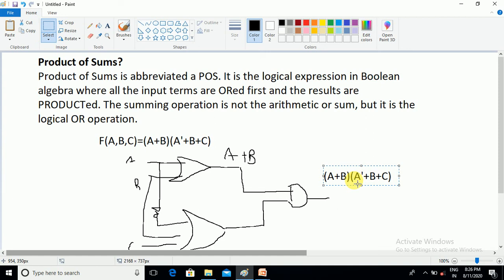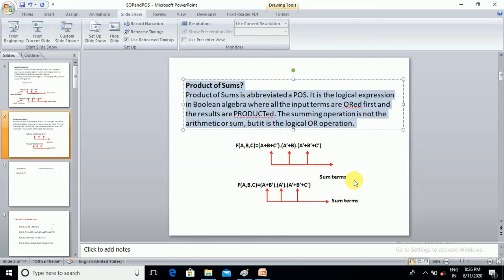Now, there is a lot of scope to ask questions in competitive exams as well as normal semester exams on product of sum and sum of product. Let us discuss some examples. Okay, so here I am going to the PPT.